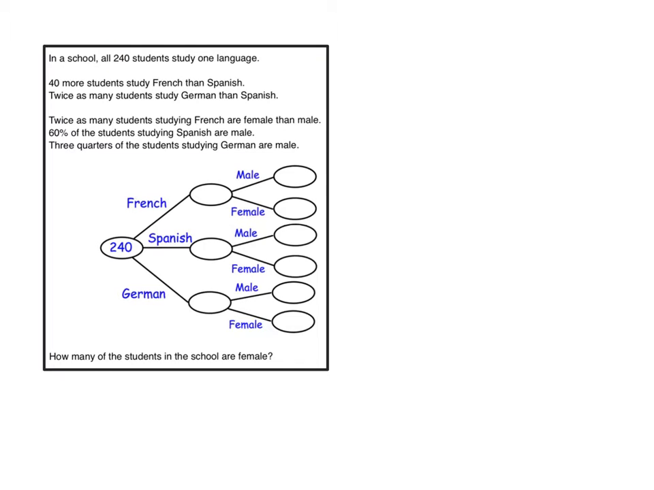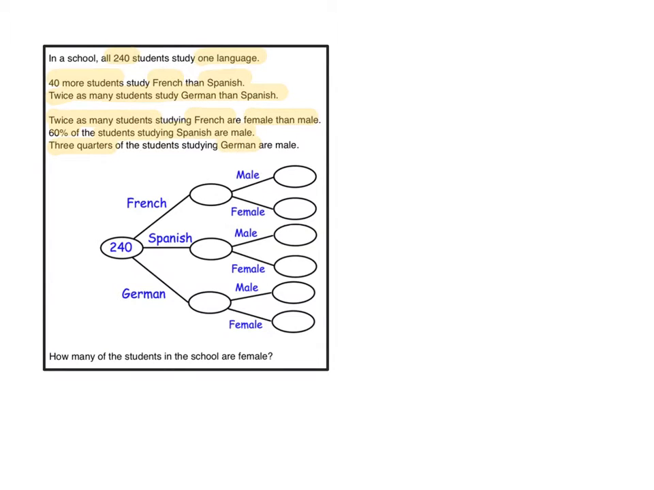In a school, all 240 students study one language. 40 more students study French than Spanish. Twice as many students study German than Spanish. Twice as many students studying French are female than male. 60% of the students studying Spanish are male. 3/4 of the students studying German are male.